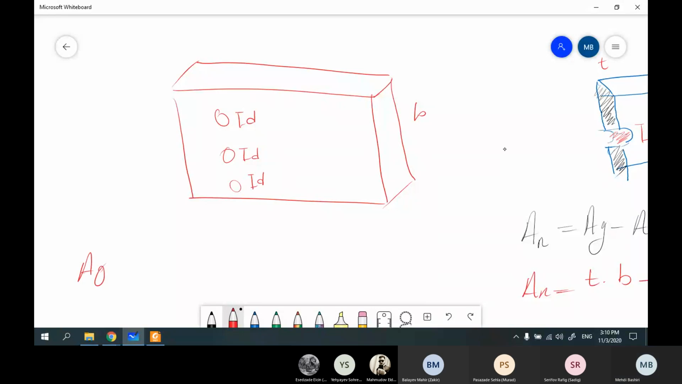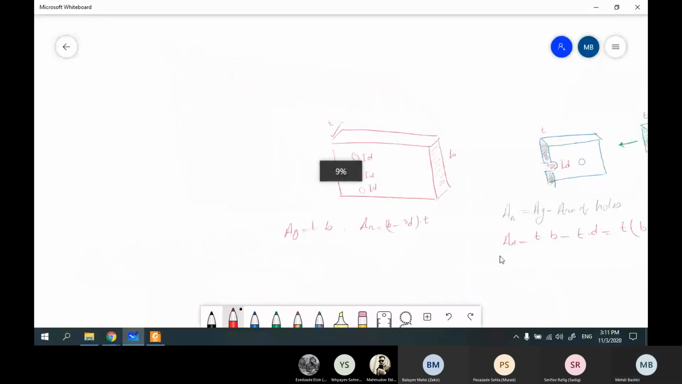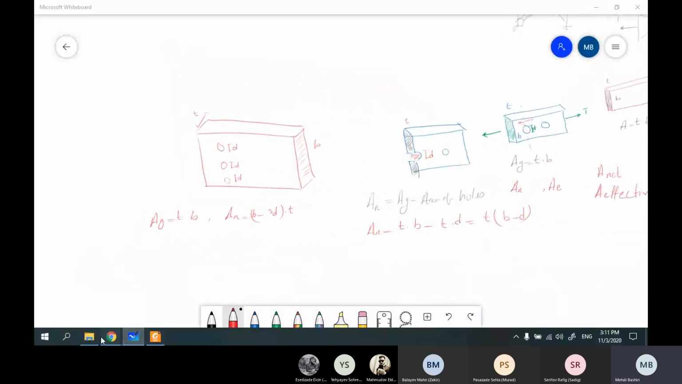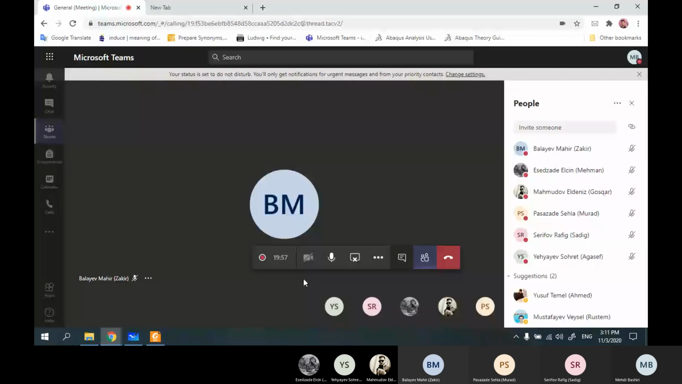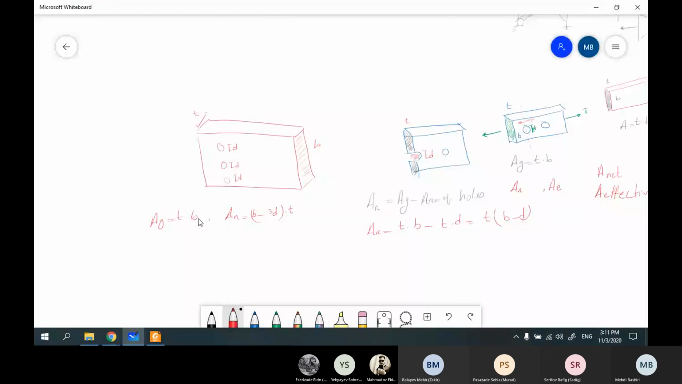So for example, in this case, what is AG? AG is equal to this one. This is AG, T dot B. What is AN? Who knows? Three times the area of a hole. B minus 3D, dot T. This is AN. Any questions so far? No. Can you show the formula one more time?